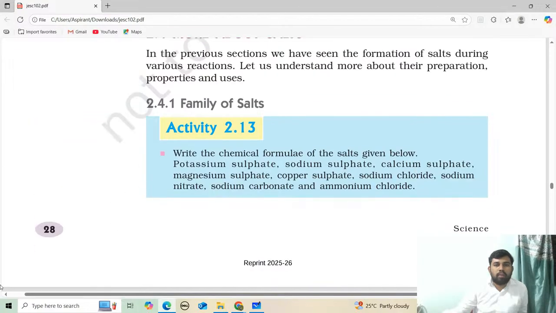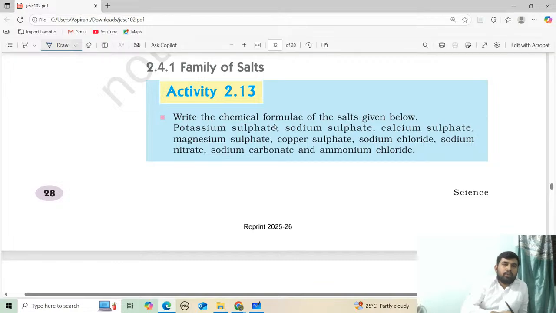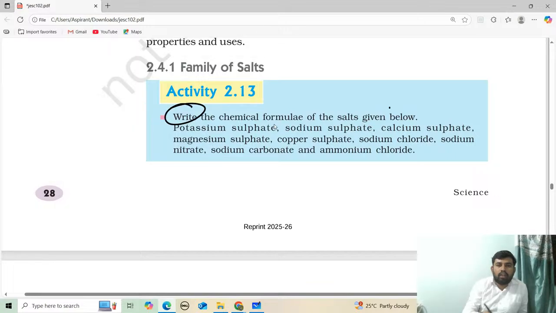More about salt, the family of salt. Here they given different salts, potassium sulfate. You can see they given salt chemicals. Write the chemical formula of potassium sulfate, sodium sulfate, calcium sulfate, magnesium sulfate, copper sulfate, and sodium chloride, sodium nitrate, sodium carbonate, and ammonium chloride.